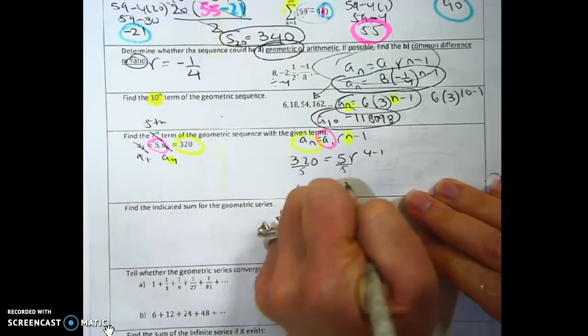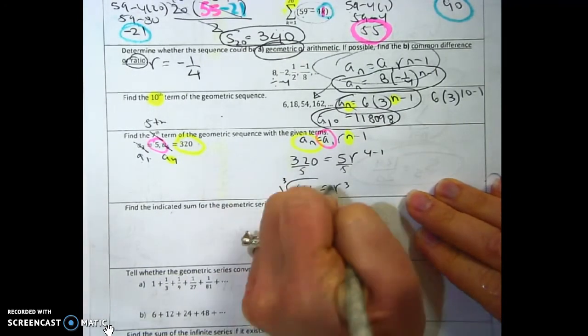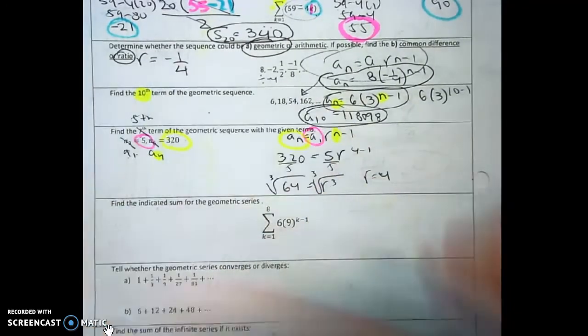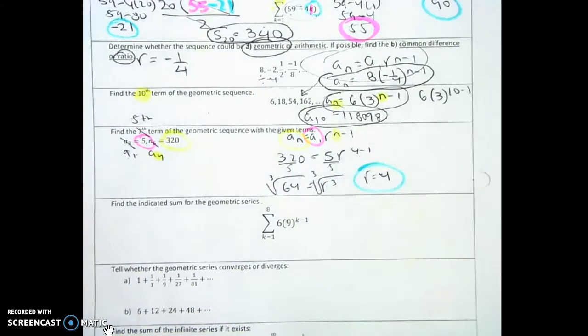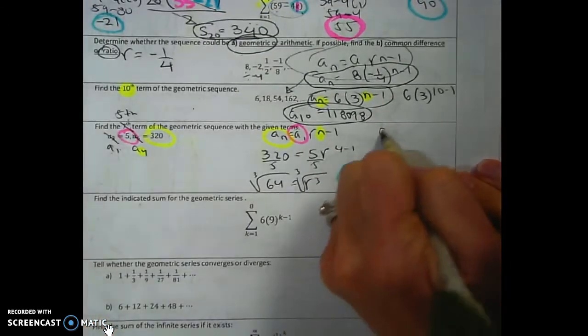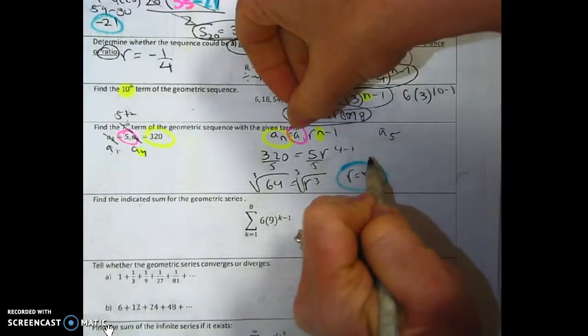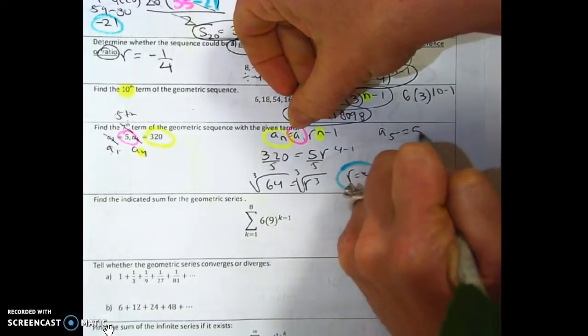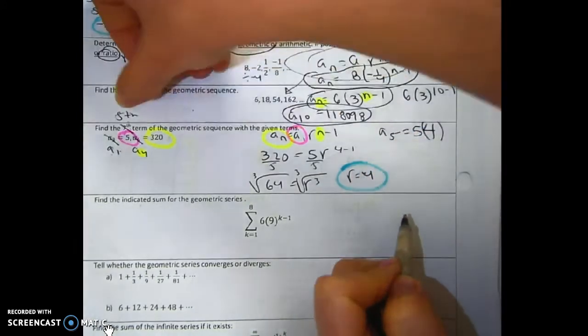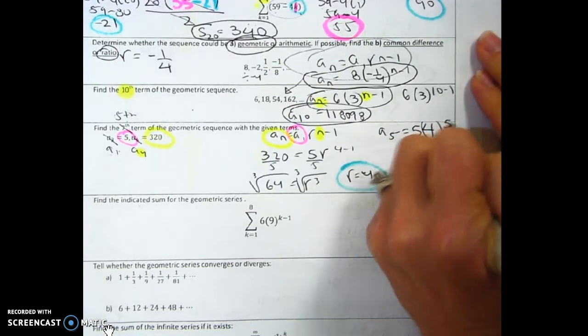64 equals r cubed, cube root. So I get my ratio, which is 4. Now that I have my ratio, I'm going to find my fake fifth term, which is really my 7th term. So I'm going to go a sub 5 using this formula for the fake first term. The ratio now we know is 4, and it's the fake fifth one, to the 5 minus 1.